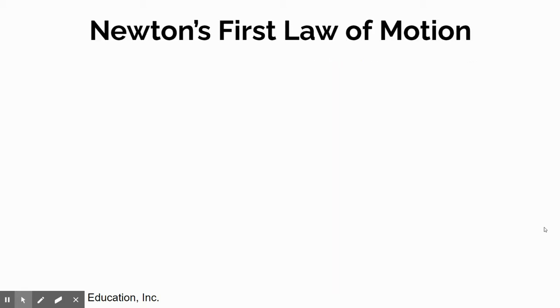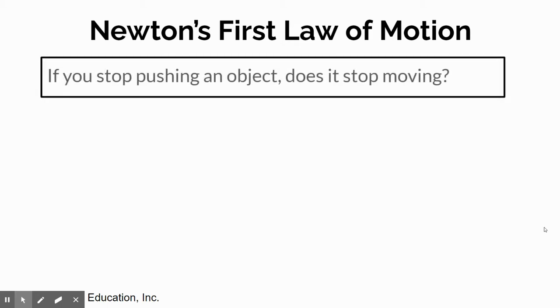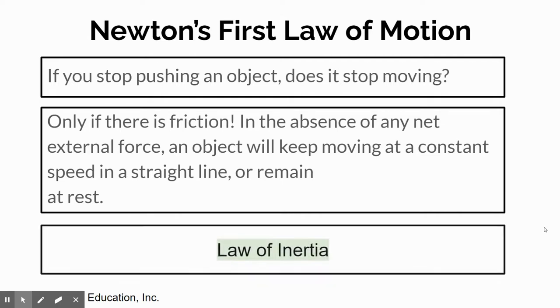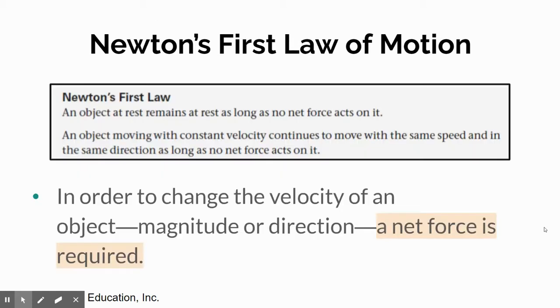So let's just jump right in. Newton's first law. And I know you've probably heard of these, but we're going to go over them in a little more detail today. So here's our question. If you stop pushing an object, does that object stop moving? Only if there is friction. If we have no net external force, that object is just going to keep moving at a constant speed in a direct line, or it's going to remain at rest. And this is known as the law of inertia. So Newton's first law is also called the law of inertia.